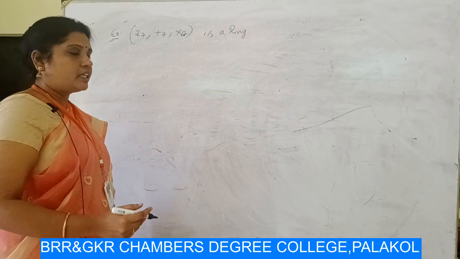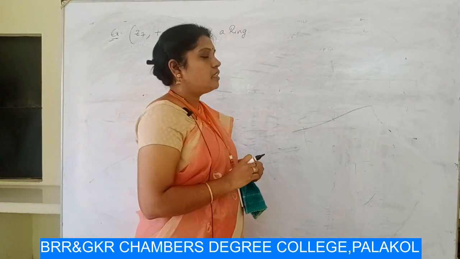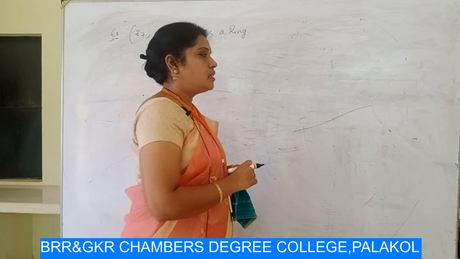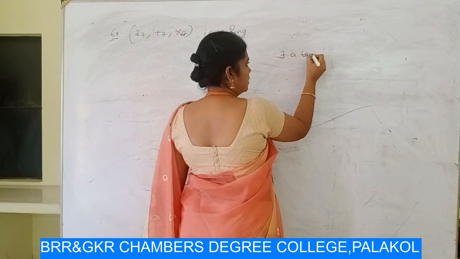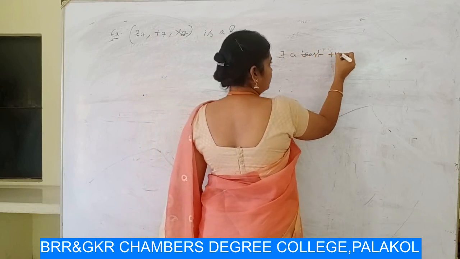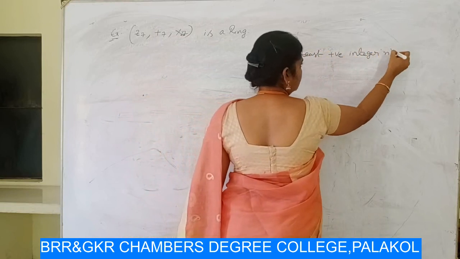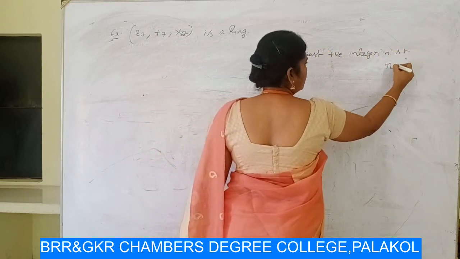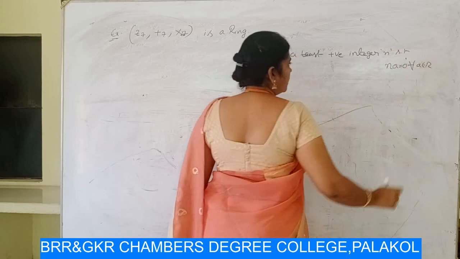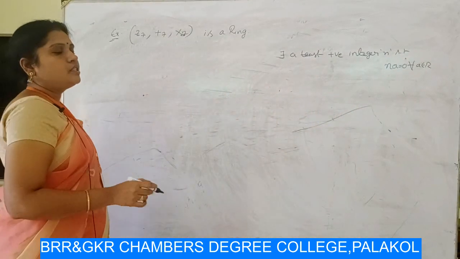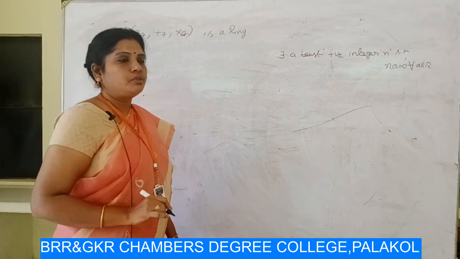By definition, the characteristic of a ring is the least positive integer n, if it exists, such that na = 0 for all a belonging to R. For all a belonging to R, all the elements satisfy this condition na = 0, where n is the least positive integer.